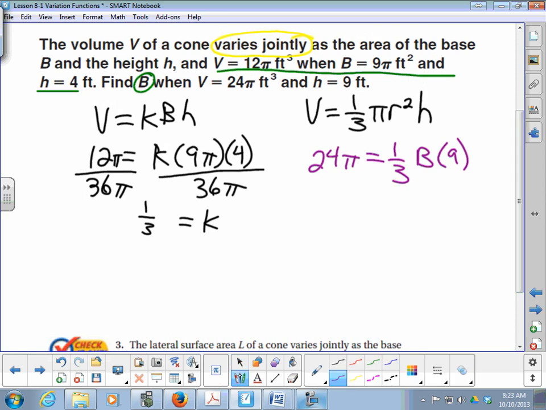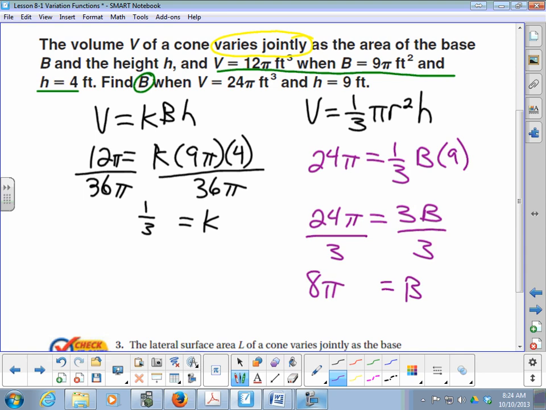All right, Spencer, what's 1/3 of 9? 3. Okay. So we get 24 pi is equal to 3b, because I just multiplied that 1/3 times 9. And when we divide by 3, we get what? Okay, 8 pi. And what's my units for that 8 pi? Okay, square feet, because we're talking about area. Remember, area is two-dimensional.